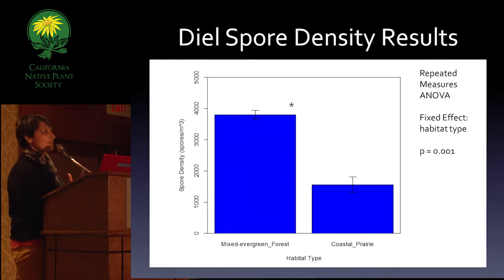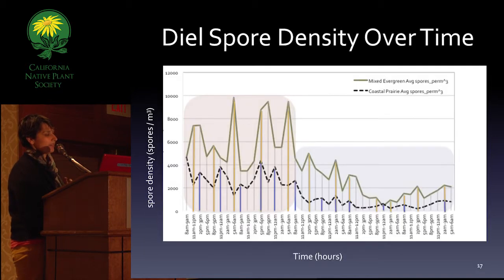Just comparing these two habitat types, we can see that the mixed evergreen forest seems to have significantly more spores just across the board. Regardless of what they are, just way more spores in the air at any given time than the coastal prairie. Okay, and why might we see this? Well, a hypothesis, and I'd love to hear what you all think too, but one hypothesis may be that there's just more leaf litter in the understory in a forest, and so you might just have more saprotrophic taxa, and therefore they're just producing more spores in that habitat type. But I'd like to hear what you guys think later.